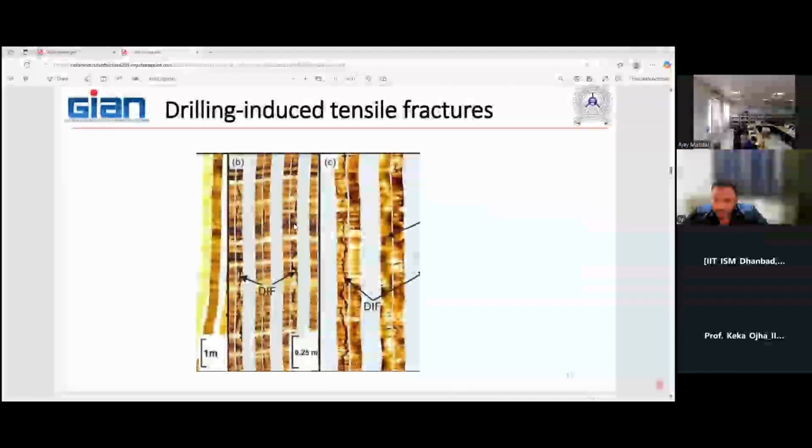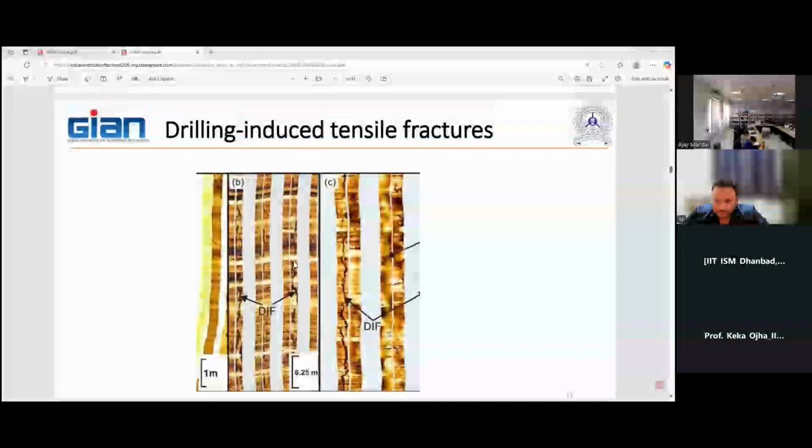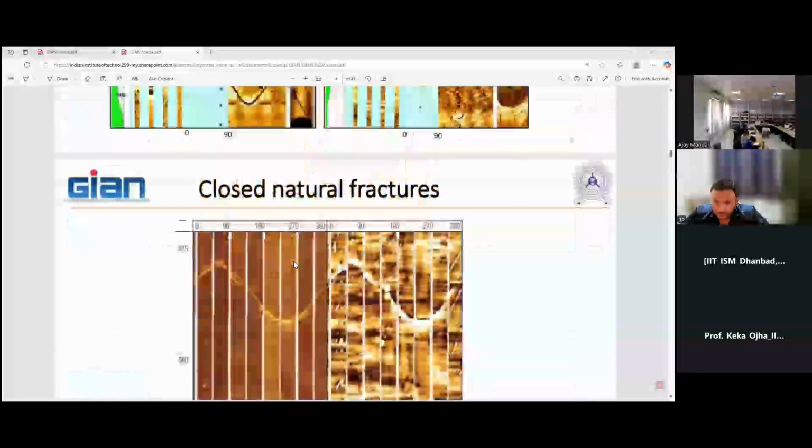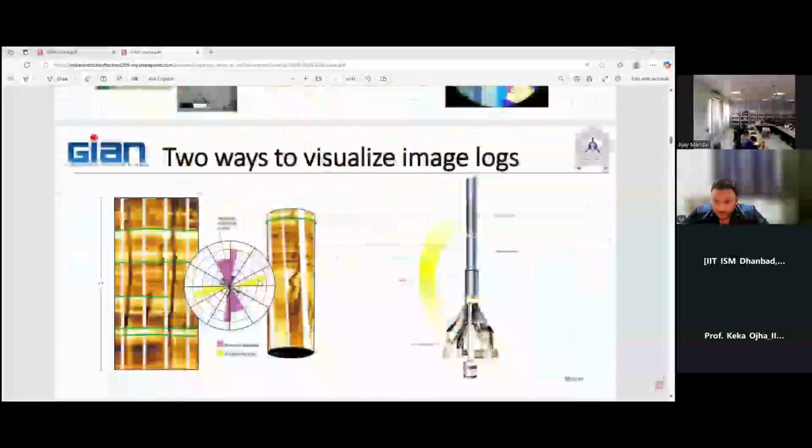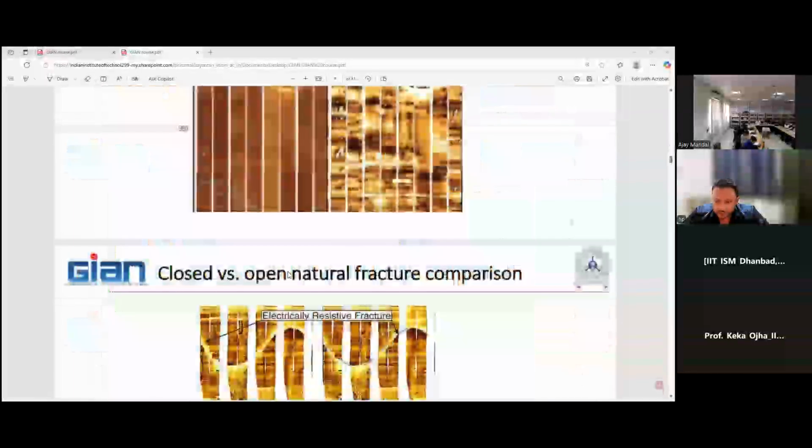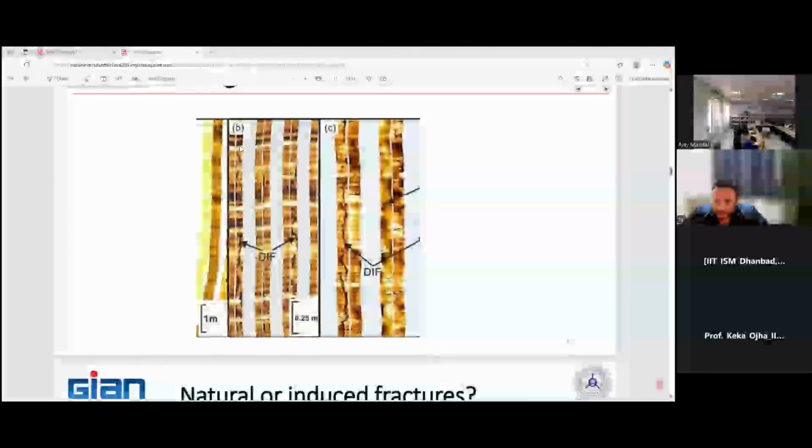Now there is a drilling induced tensile fracture that I talked about before. What direction does it form? Do you remember? Go to this picture. It's forming in the SHmax, the maximum horizontal stress direction. So this is a vertical well, and this is the direction of SHmax. These are drilling induced tensile fractures.